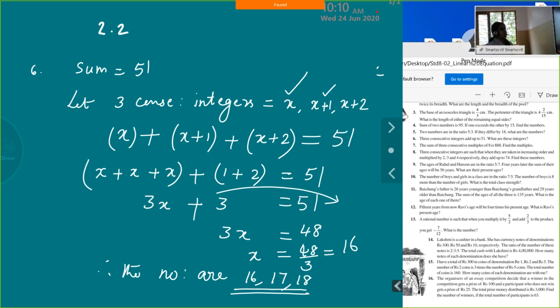Collected the like terms, x from the three terms, we get x plus x plus x, and the next set of like terms are the constant terms, that is 1, 2. So 1 plus 2 together is equal to 51. So we get the equation as 3x plus 3 is equal to 51. So 3x is equal to 51 minus 3, that is 48. When you divide 48 by 3, you get the answer as 16. That's the value of x. We need to find the three consecutive integers, that is 16, 17 and 18.